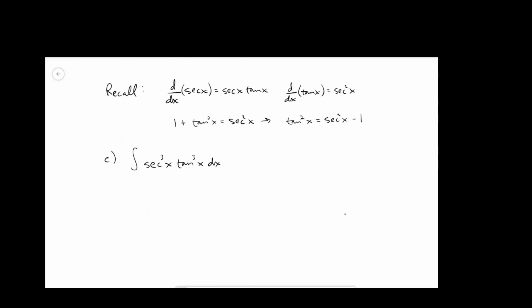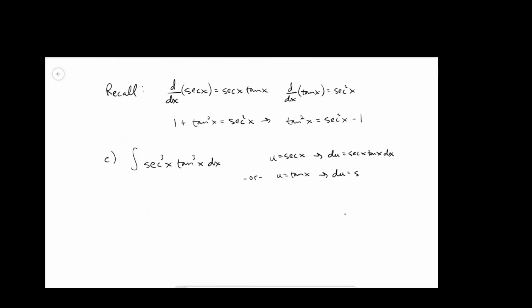Really, there's only 2 things we can do here. We're either going to make u be secant x and have du be tangent squared x. All right, that's one possibility. Or we're going to have u be tangent x, and if that's the case, then du is going to be secant. Oops, wait, I did that wrong, didn't I? I'm getting my derivatives confused there. Derivative of secant, secant tangent. It should be secant tangent.